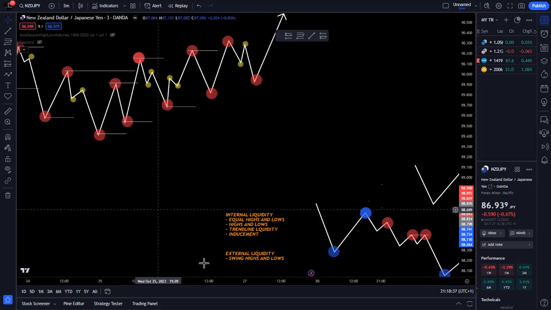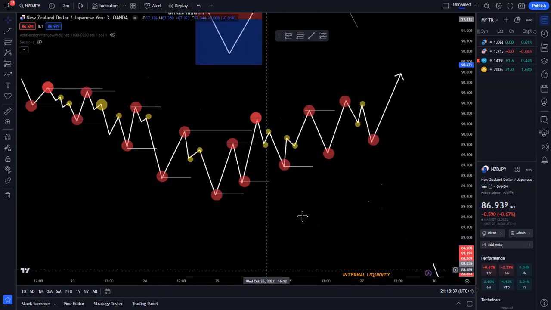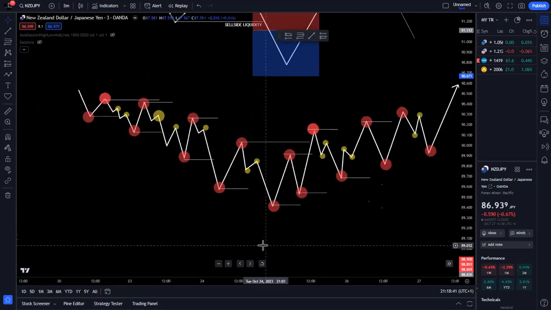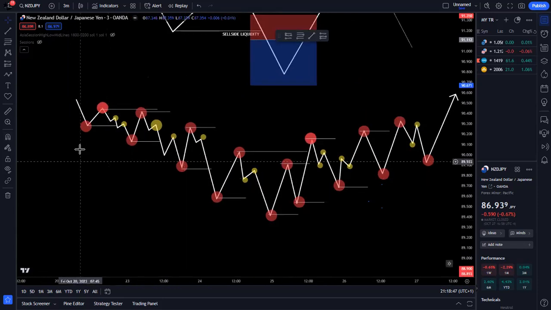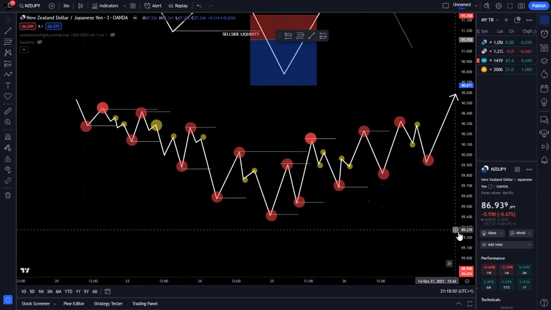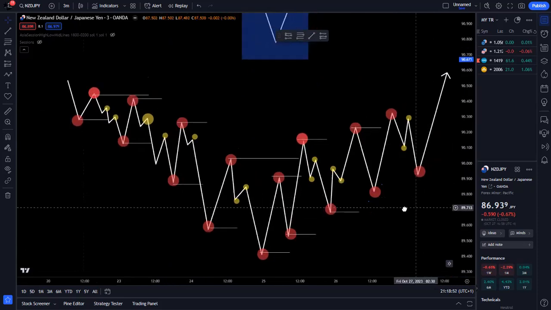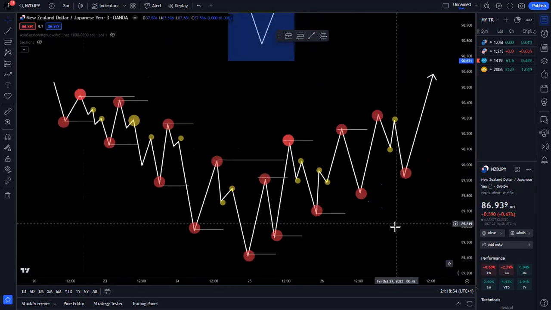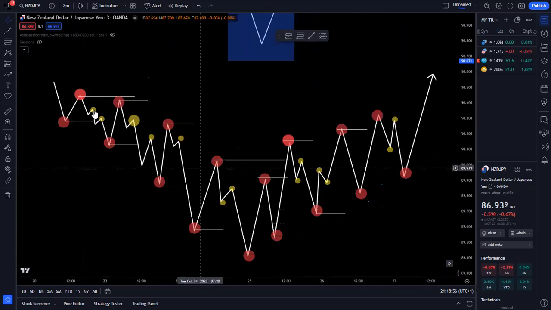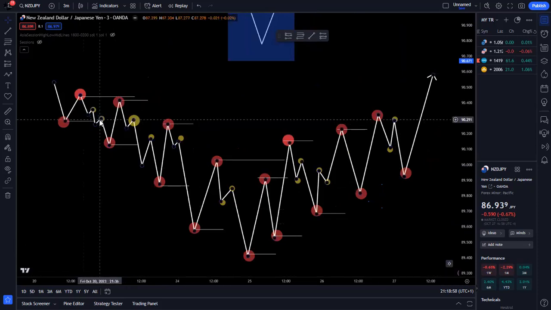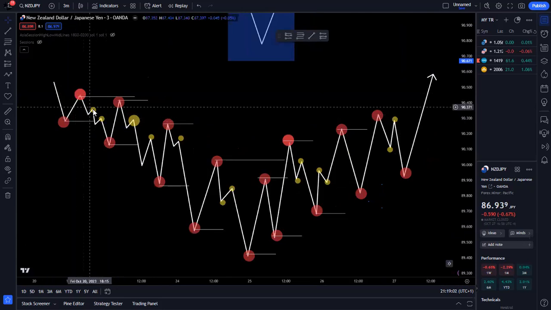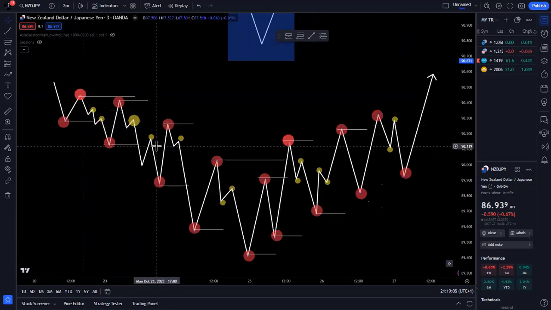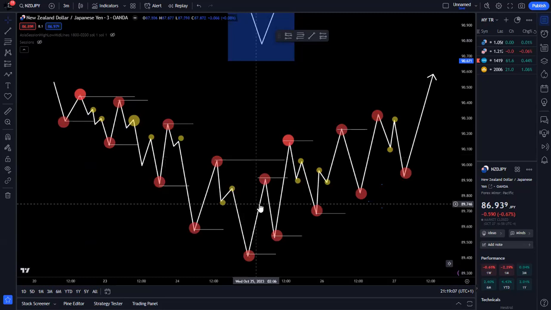Now next we have external liquidity. Basically, external liquidity are just the swing highs and the swing lows. On this illustration I gave you, the red dots are the swing highs and the swing lows. Above the swing highs and below the swing lows, we have external liquidity lying there. Then for these internal highs and lows, the ones in yellow dots, you can have equal high liquidity. They are internal. You can have trend lines. You can have the normal highs and lows.